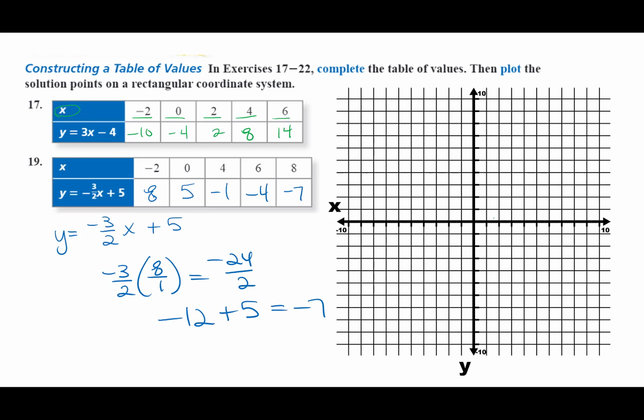So the first one is -2, which is 2 spaces to the left, and 8 spaces up. That's -2, 8. Then we have 0, 5, which is just 5 spaces up. 4, -1, it's 4 to the right and down 1. 6, -4 is 6 spaces to the right and down 4. And 8, -7 is 8 spaces to the right and down 7. And then from here, once you have these ordered pairs, it's not perfectly straight because I don't have a ruler, but that's the line that goes with the equation y equals -3/2 x plus 5.